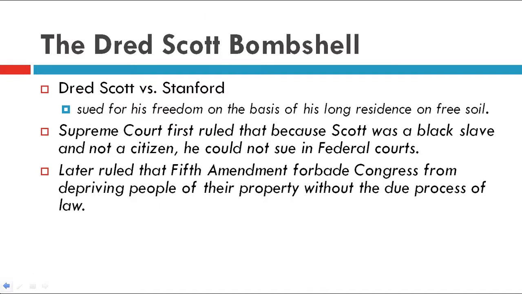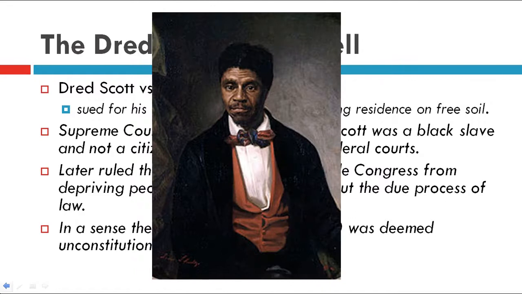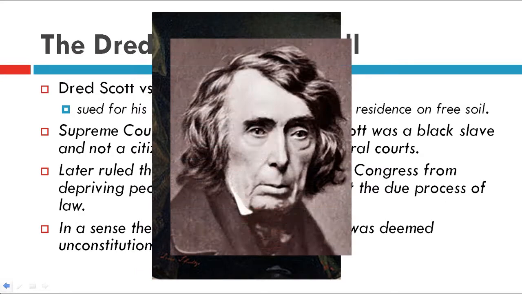They later rule that the Fifth Amendment will forbid Congress or anyone for that matter from depriving people of their property without due process of law. And so not only does this make the Missouri Compromise of 1820 unconstitutional, it also raises the point that slavery is therefore legal everywhere, even territories or states that outlaw the institution, because you can't take people's property away. Here is Dred Scott. And this is Supreme Court Justice Roger Taney. He delivered the majority opinion.